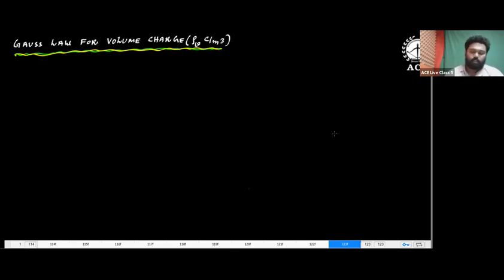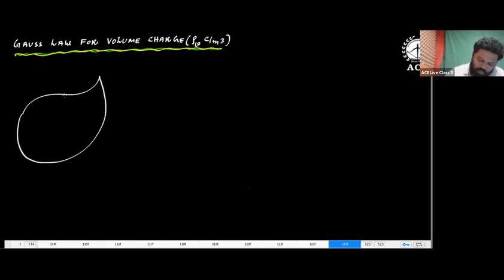Okay, see here beta, what does that mean? Let us consider the closed surface here again. It is a closed surface. How can I convey that one? By putting dots here. Inside this one, there is a charge. What kind of charge is this? This is a volume charge, rho V, units are coulomb per meter cube.